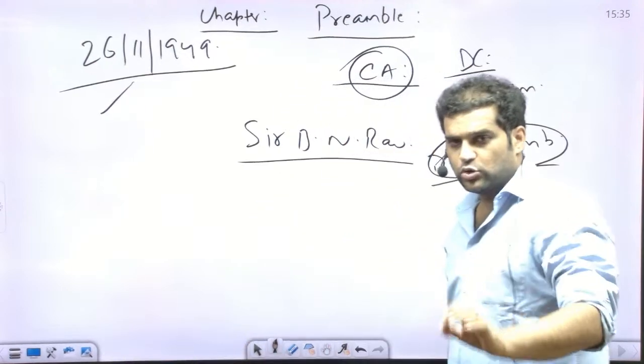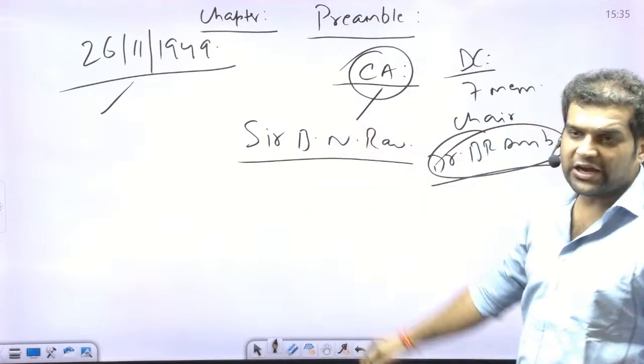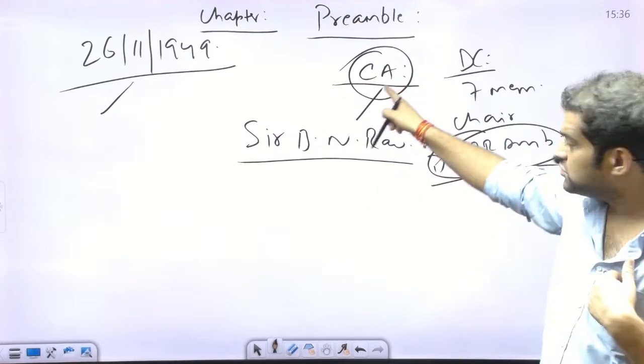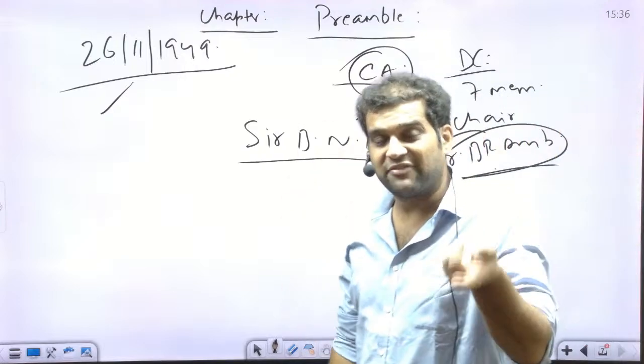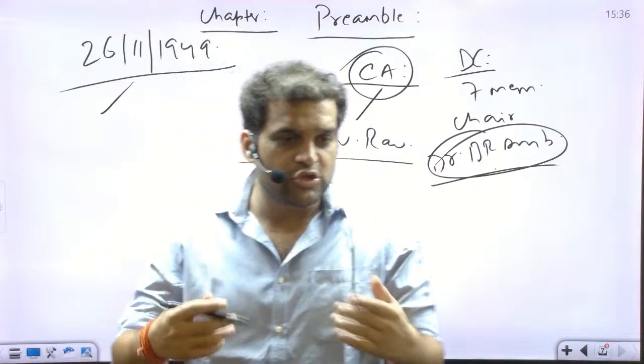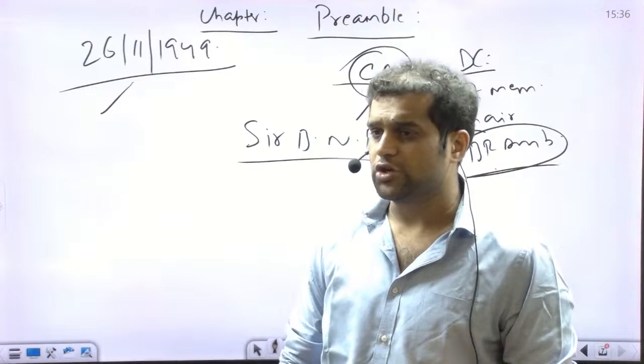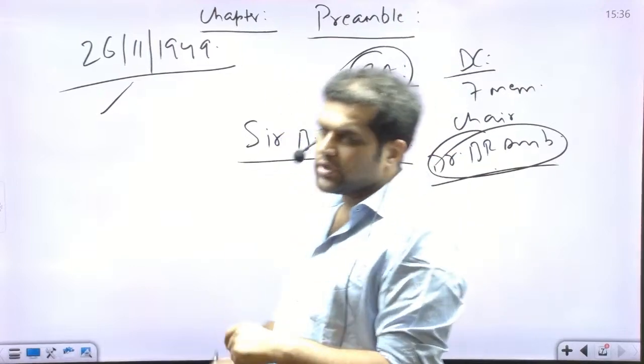So the exam-worthy point is that Sir B.N. Rao was the legal advisor and Dr. Ambedkar was the chairman of the drafting committee. But since the drafting committee was the most important committee among all the committees, it assumes a bit more importance as compared to the other committees. Yes or no? All right. So that's it.